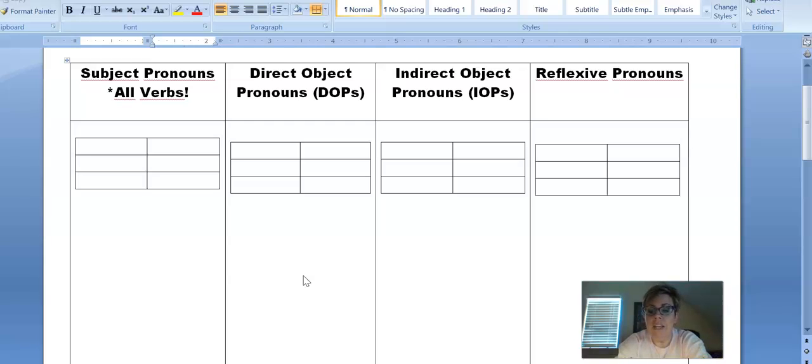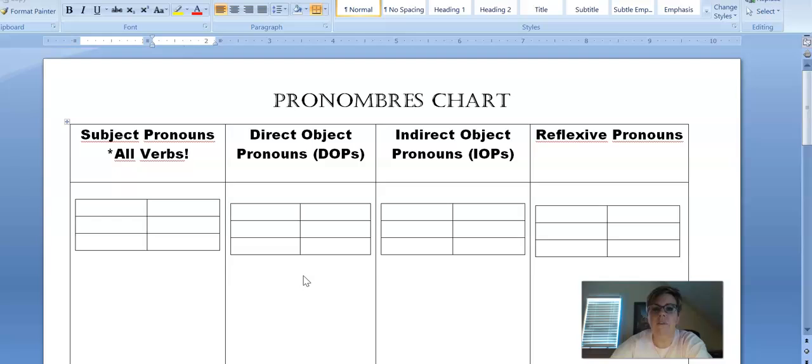Chapter 8 is going to introduce indirect object pronouns, and then it's going to ask you to work with direct and indirect object pronouns together. So I have a couple of videos on that as well. But this right here is the Pronombres chart. Pronombres is the word for pronouns in Spanish. And this chart is just going to help you take notes on the pronouns, keep your pronouns in order, know which pronoun is which, and how to use it and when to use it.